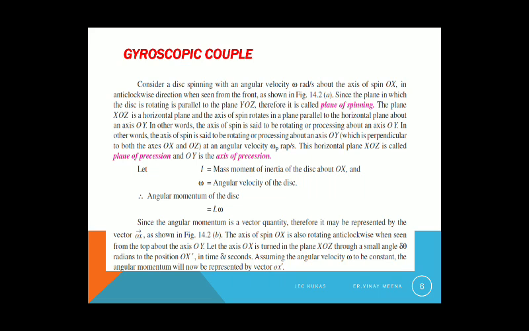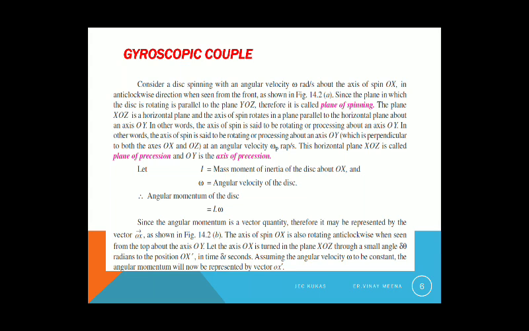Gyroscopic couple. Consider a disc spinning with an angular velocity omega radian per second about the axis of spin OX in anticlockwise direction when seen from the front, as shown in figure. Since the plane in which the disc is rotating is parallel to the plane YZ, it is called the plane of spinning.